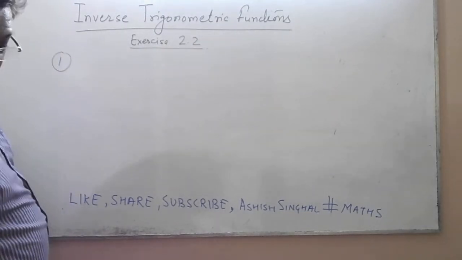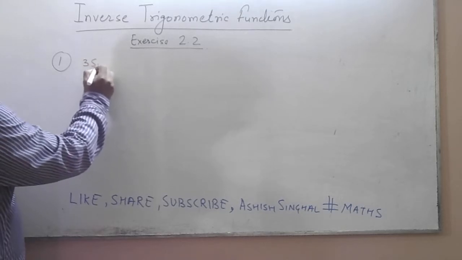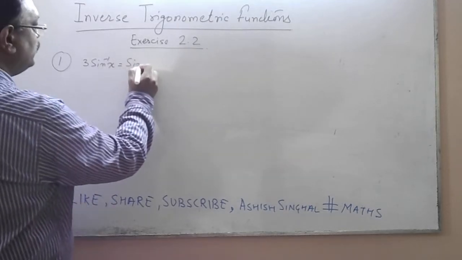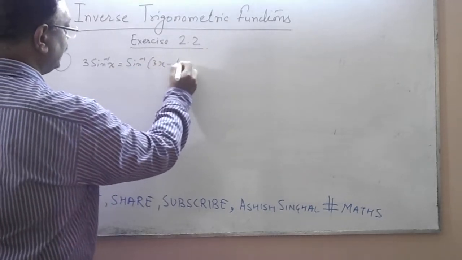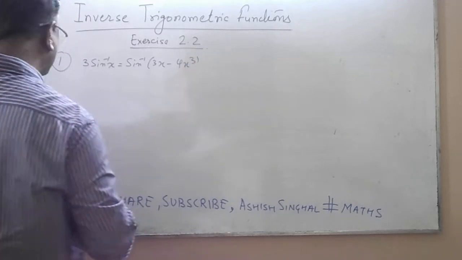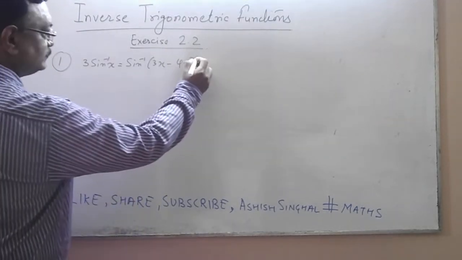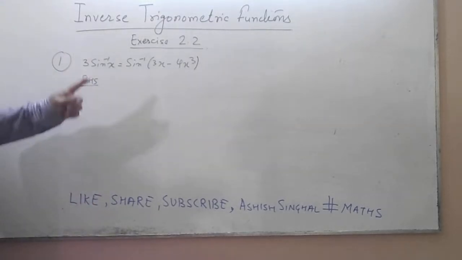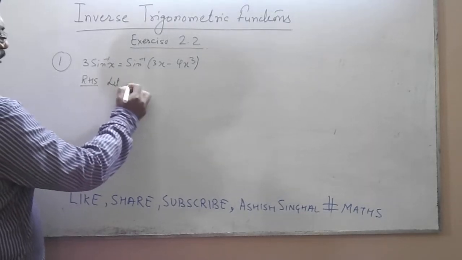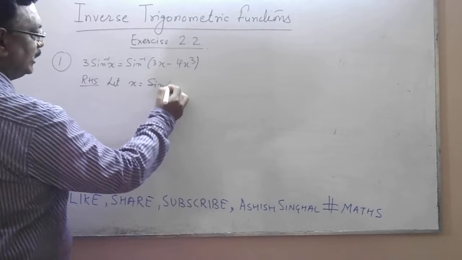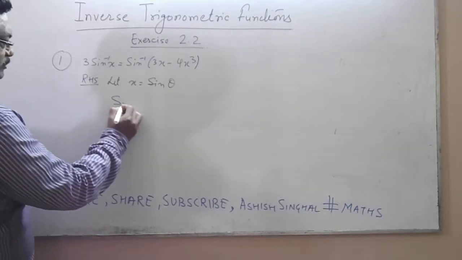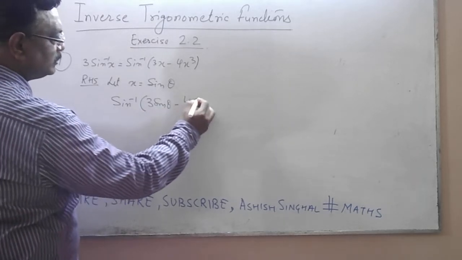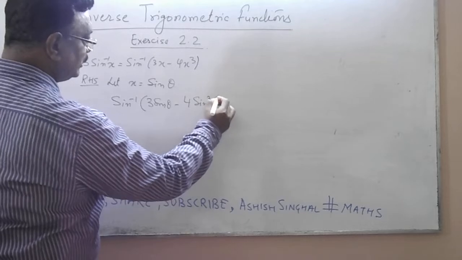Question number 1. Prove the following: 3 sin inverse x is equal to sin inverse (3x minus 4x cube). When you have to simplify this function, we can start from the RHS and substitute, let x is equal to sin theta. So the RHS becomes sin inverse (3 sin theta minus 4 sin cube theta).